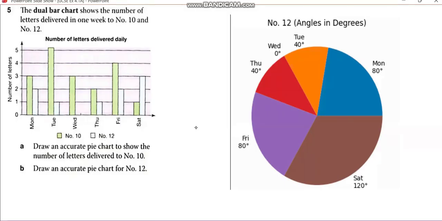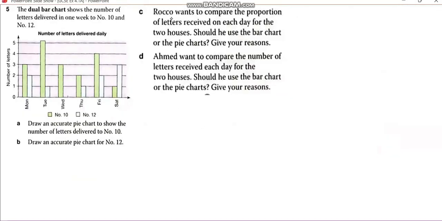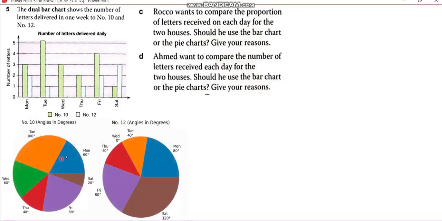Let's see the other parts of the question. In its C part, it says Rocco wants to compare the proportion of the letters received on each day for the 2 houses. Should he use the bar chart or the pie charts? Let me show you the 2 pie charts that we observed in the previous 2 parts. These show the same information shown in the bar graph. But in a pie chart, we see the information in degrees or percentages, which means the exact number is usually not given. So in pie charts, we cannot calculate the total number of letters delivered, because the information is given in degrees.